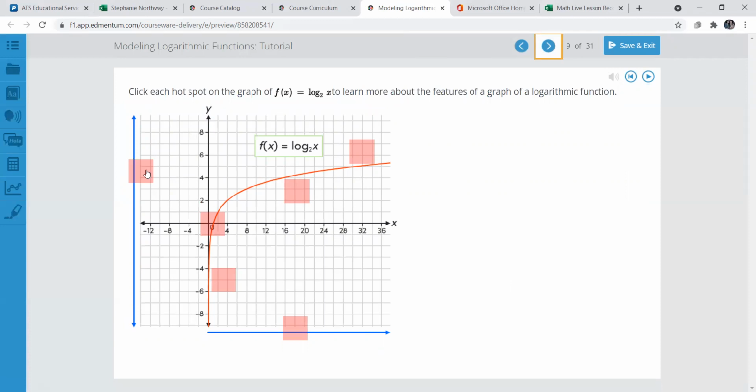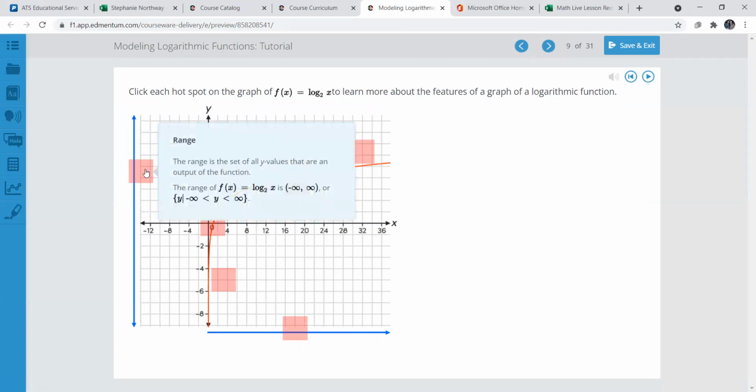Okay, and then click on the spot on the graph. So we'll click on each spot on the graph. This first part is the range. The range is the set of all y values that are an output of the function. So the range of f of x equals log base 2 of x is negative infinity to positive infinity. Okay, let's go to the next part.